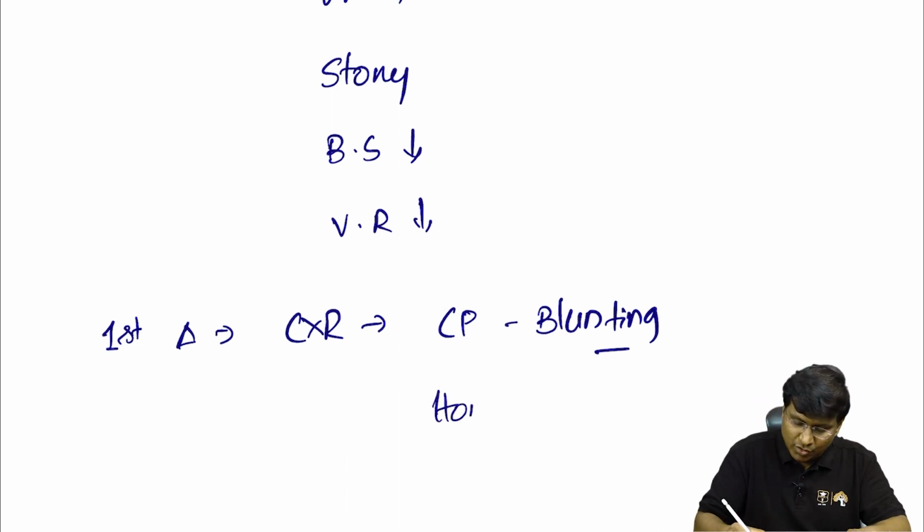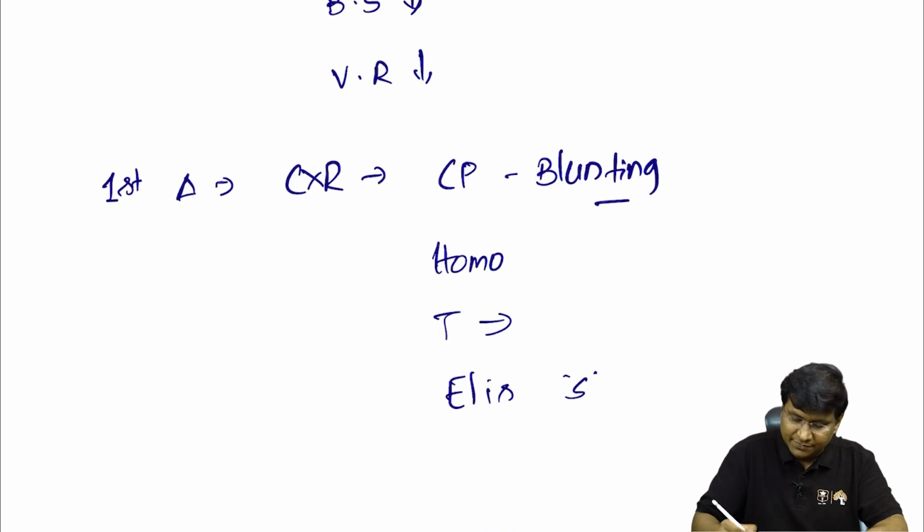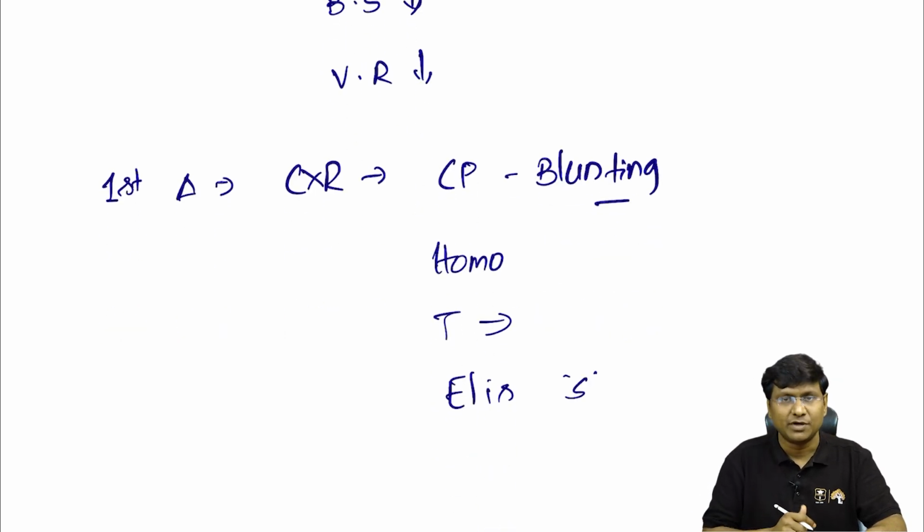And you have the presence of a homogeneous opacity, and the trachea is being shifted to the opposite side, and you have the presence of the S-shaped curve. That is what you will observe in case of pleural effusion.